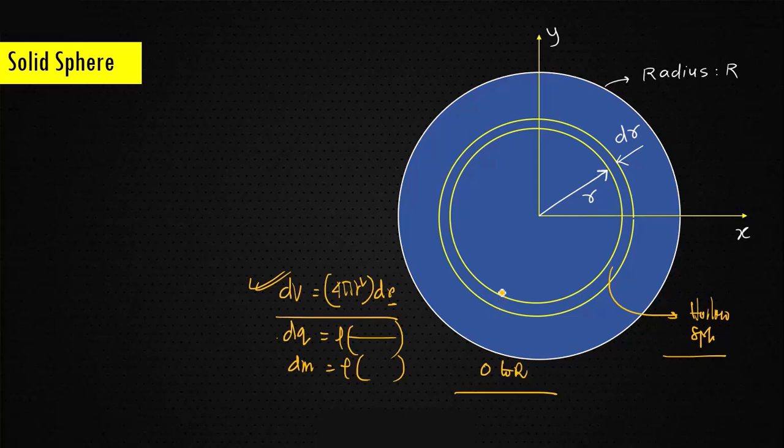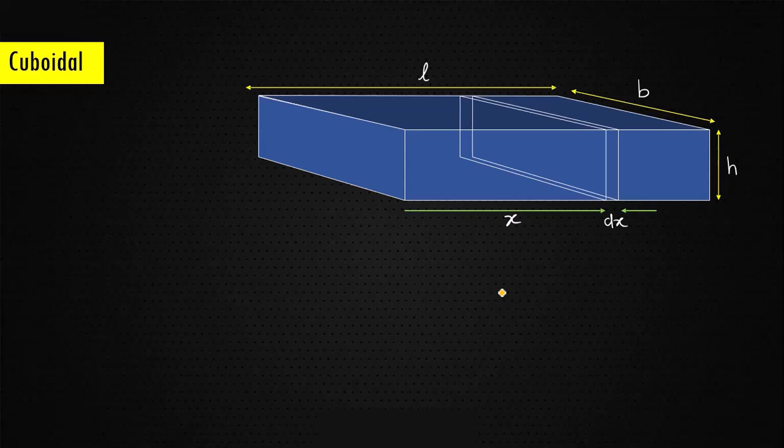Okay, moving on to the next situation where I am taking the cuboidal element. For a cuboidal element, you have to move a distance x and take an element of dx. Now this becomes the small element. What is the height? Height is h. And what is the length? Length is b. So in this situation, the volume should be b into h into dx. That is the volume.